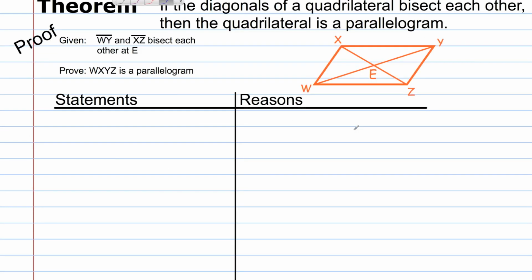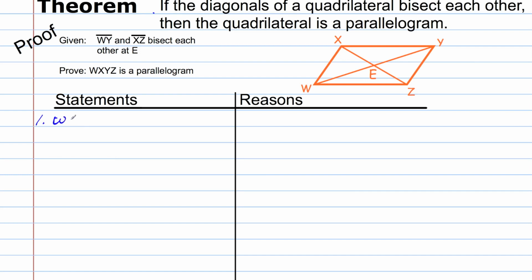This second theorem that I'm going to write a proof for today reads, if the diagonals of a quadrilateral bisect each other, then the quadrilateral is a parallelogram. Again, a parallelogram proof, or proving a quadrilateral is a parallelogram. Since we're told that the diagonals bisect each other, our given matches that. It tells us that the diagonals WY and XZ bisect each other at E. So we can go ahead and write that into our given.